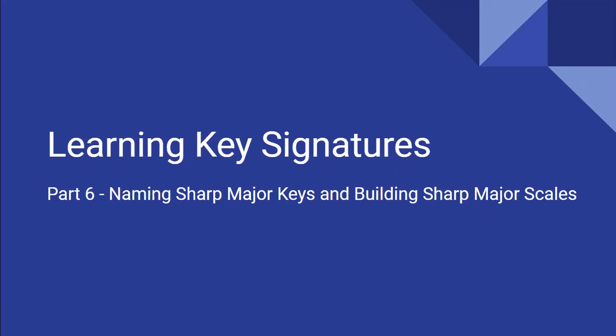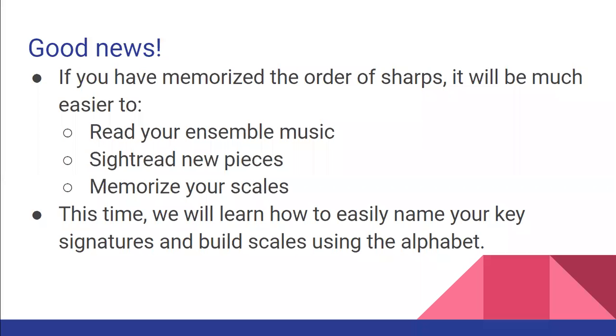Today, we're going to be naming all of the sharp major keys and building sharp major scales based off of those keys. If you've memorized the order of sharps, it will be much easier to read your band, choir, and orchestra music. It'll be a lot easier to sight read any new piece of music in front of you, and hopefully you use this information to help memorize your scales. This time, we will learn how to easily name your sharp key signature and build sharp scales using the musical alphabet that you already know.